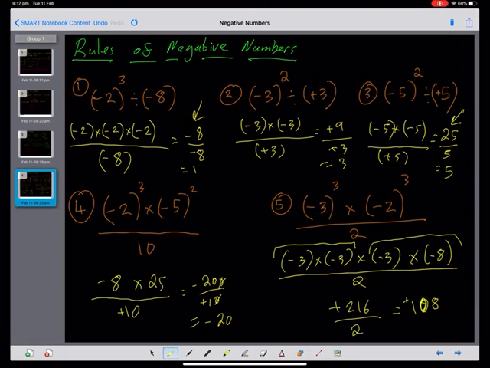Okay, so hopefully you're clearer on negative numbers, and more importantly, why a positive times a negative is a negative, and why a negative times a negative is a positive. Okay, keep up the good work in maths.